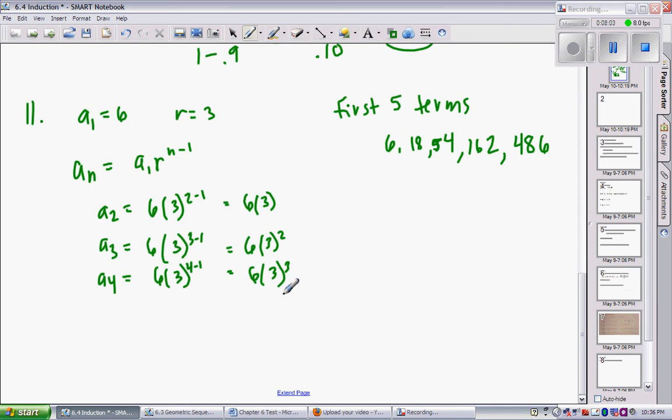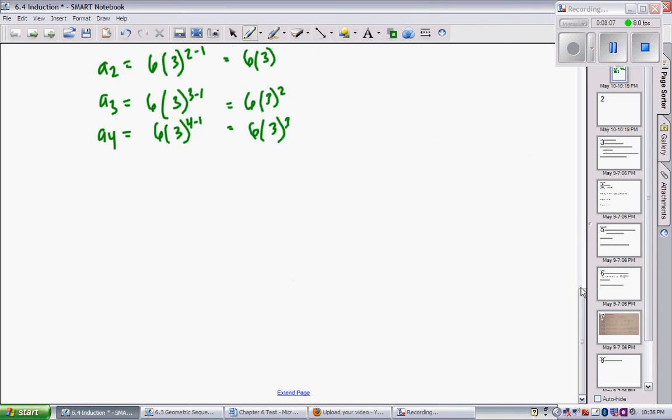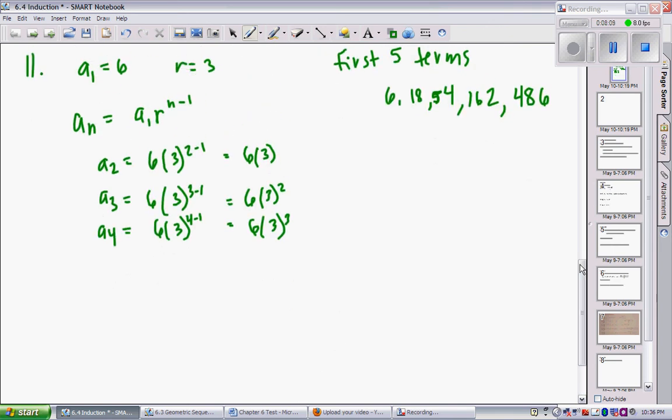A really good one that I liked was number 17. This one's a little tricky because it has to deal with e, and a question came up on whether or not you had to use a calculator for this. You actually don't. You have a sub 1 equals 1 and r equals e. Okay, again, here's our formula. I'm looking for the first 5 terms.